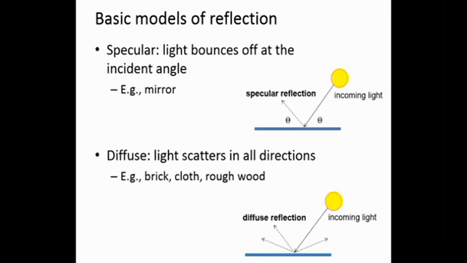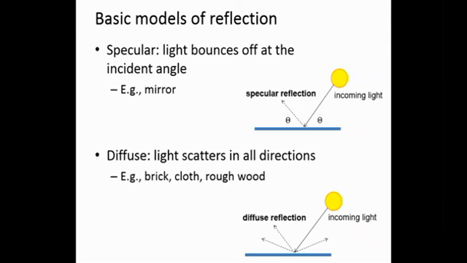So how does light get reflected from surfaces? There are a couple of main ways, and these are simplified models. One is specular light, which is the kind of reflection we think of when we think of a mirror. There, light just bounces off at the incident angle. If I'm shooting light in this direction at the wall, then it will bounce off in that direction only. With specular reflection, what you observe depends on your viewing direction. If you move around a mirror, you see different things.